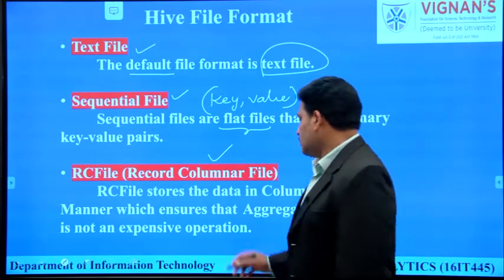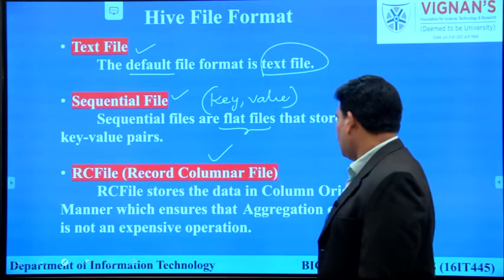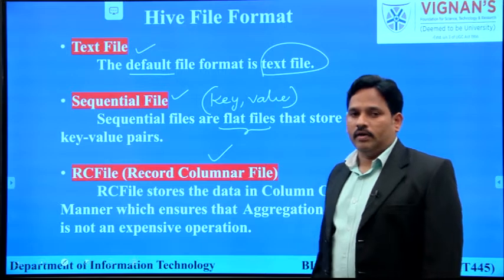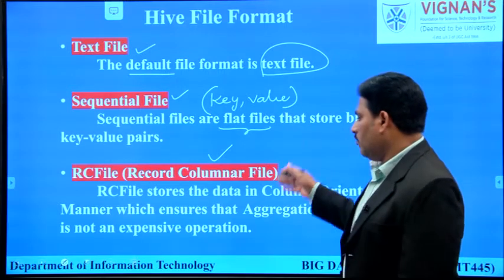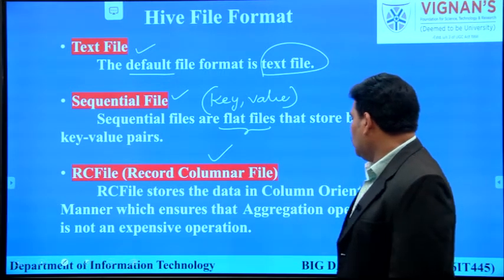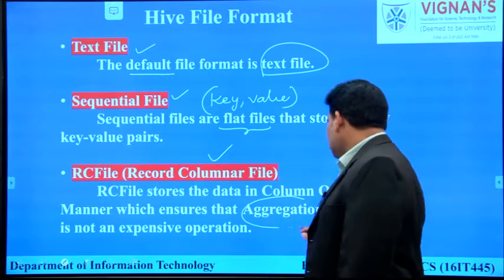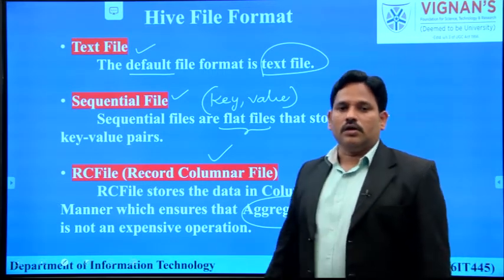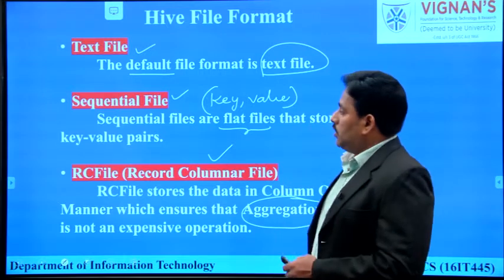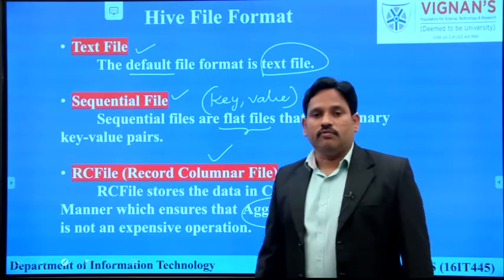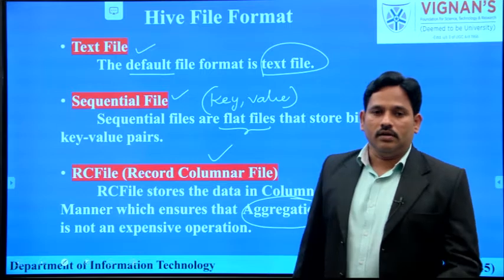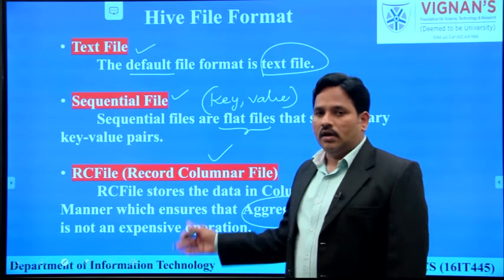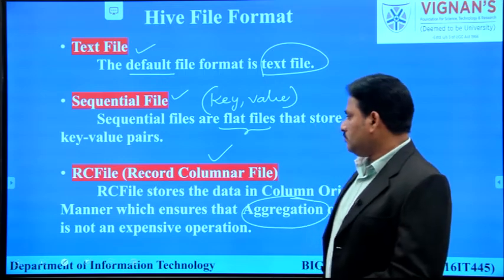And the third category on offer is the RC file format. The data is stored in a column oriented file format. That means data is stored in every column, and later it moves to another column. In order to perform basic aggregation operations, we can easily apply them on the RC file format. These are the three different types of file formats that Hive offers: text file, sequential file and RC file format.